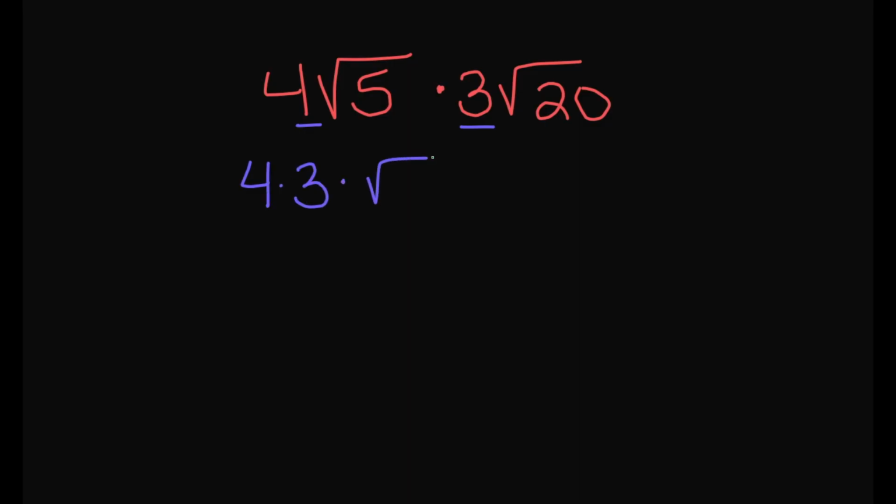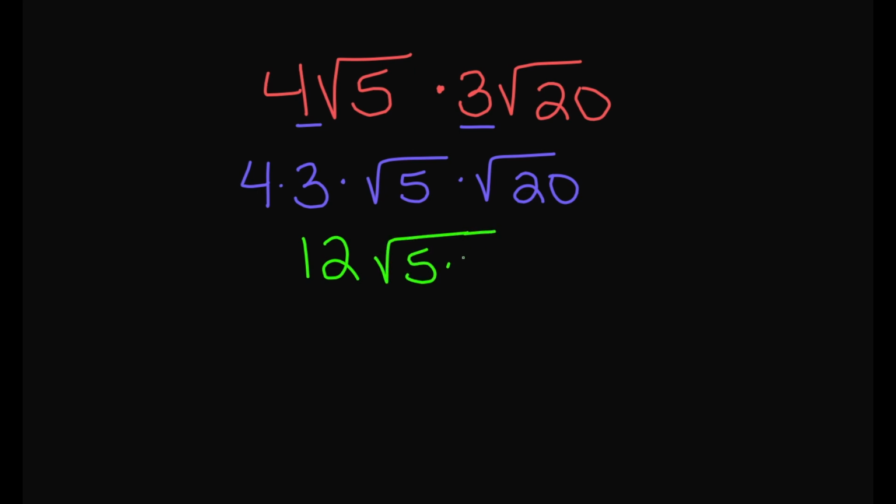4 times the square root of 5 times 3 times the square root of 20. So we are going to multiply our coefficients here. So 4 times 3. And then we have the square root of 5 times the square root of 20. 4 times 3 is going to equal 12. And then here we have 5 times the square root of 20. So we have 12, and inside my radical here, 5 times 20 is going to be 100.